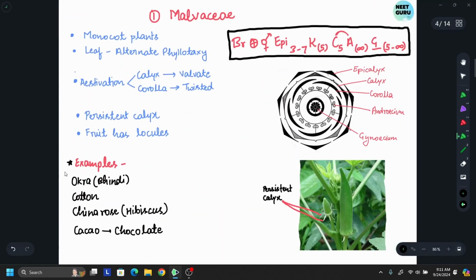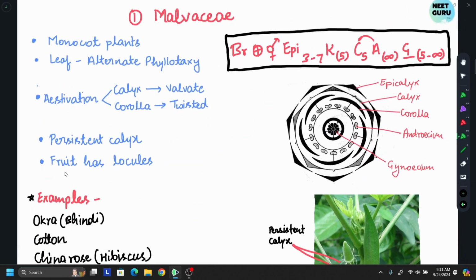So for NEET students, we have the first family here, Malvaceae. The Malvaceae is a monocot family. The plants are monocotyledonous, and the leaf has alternate phyllotaxy. If you talk about calyx, there is valvate estivation in the calyx. In corolla, twisted estivation is found.